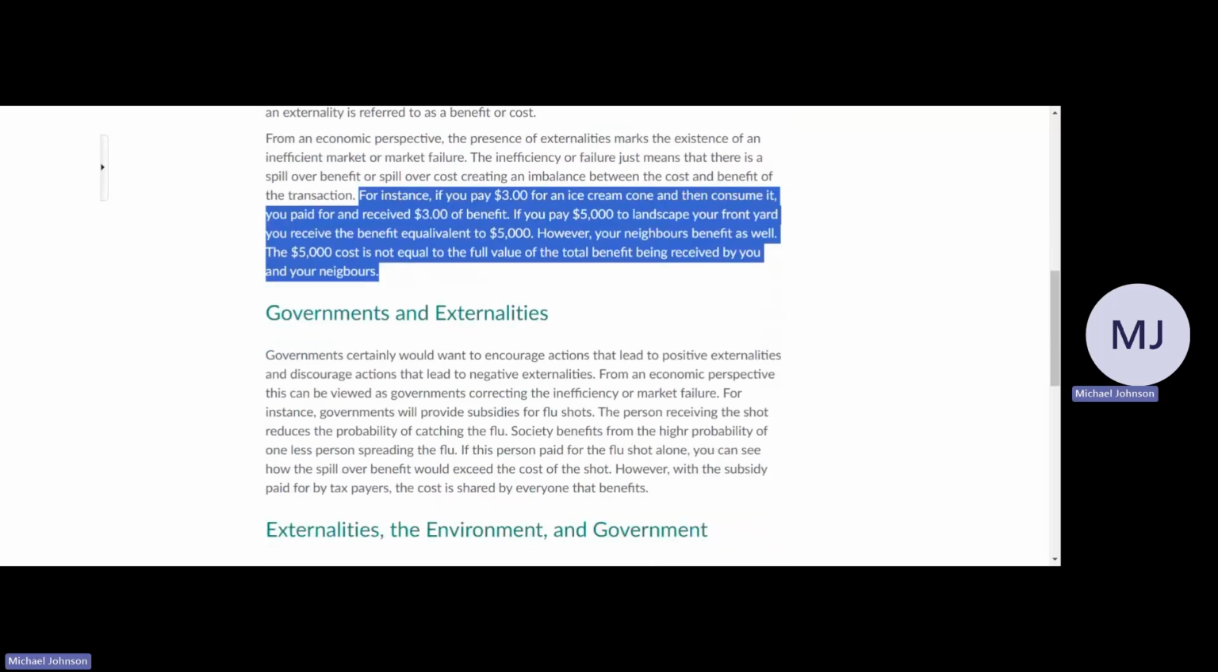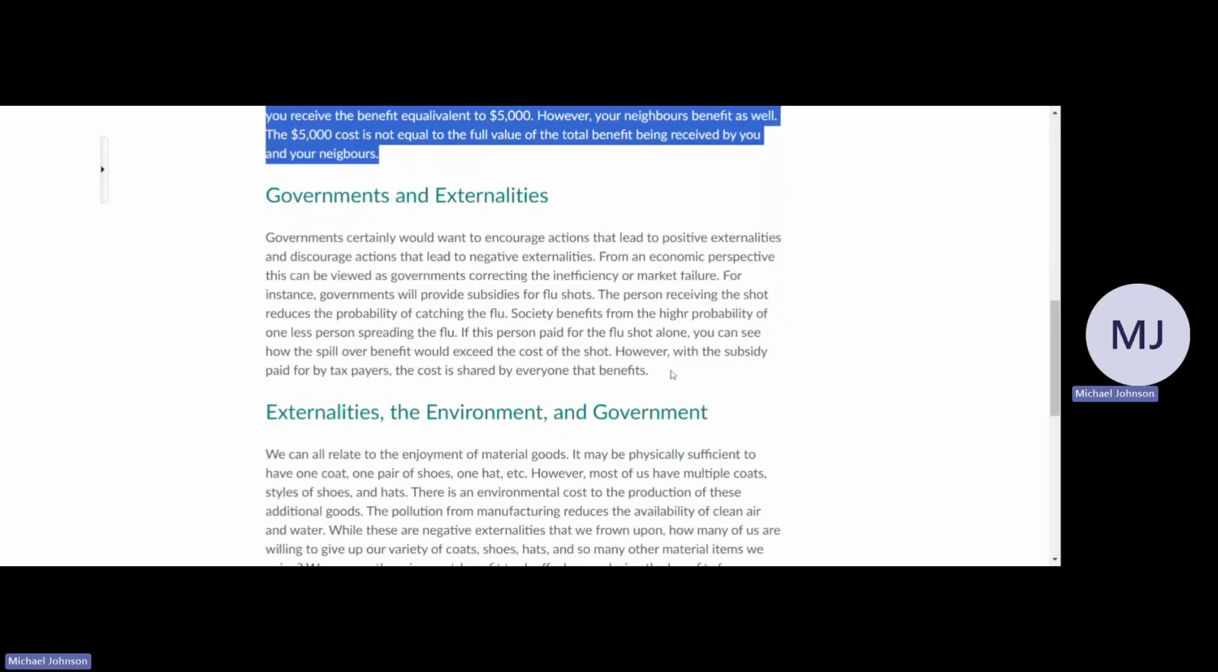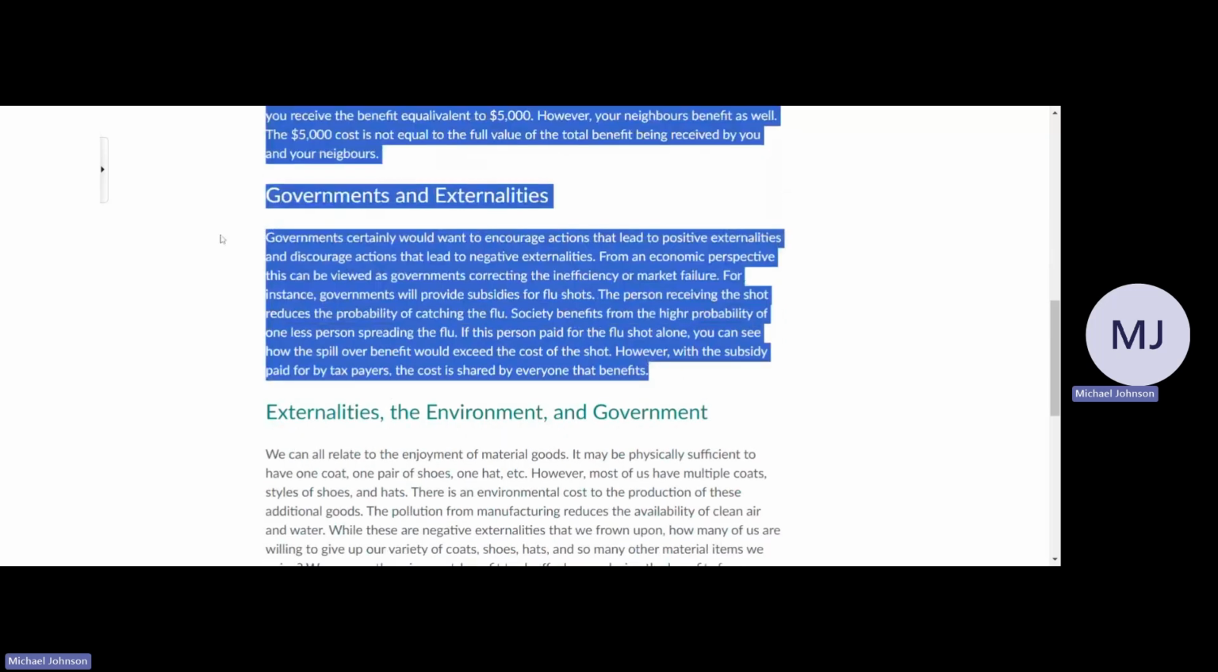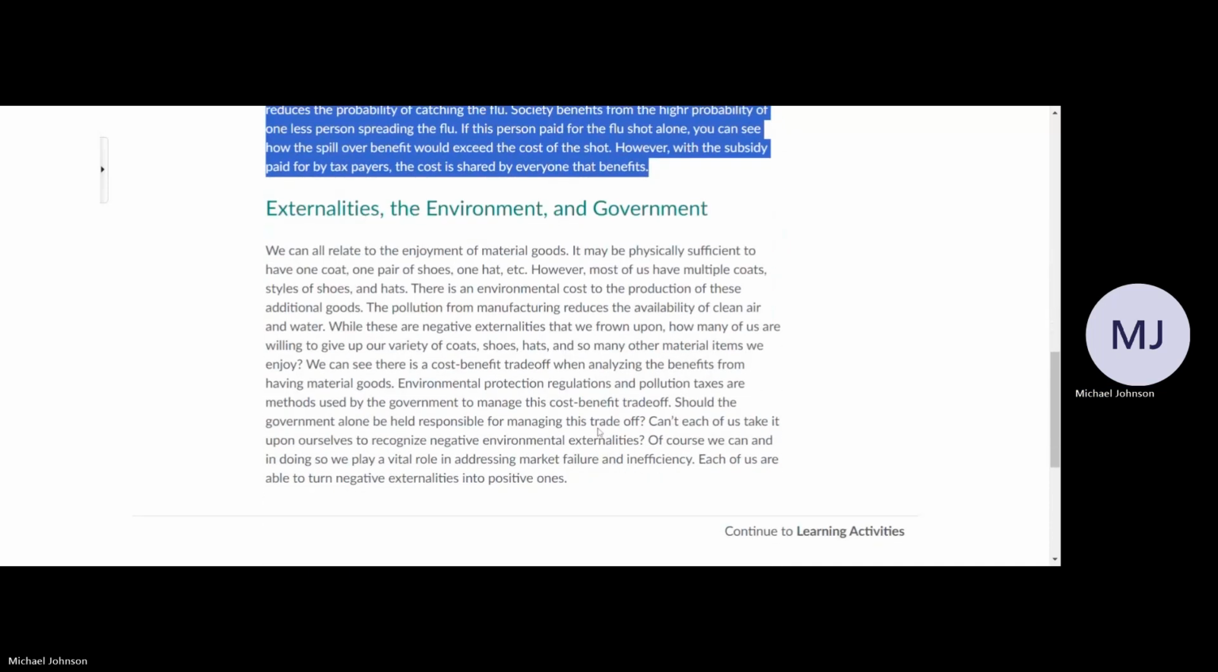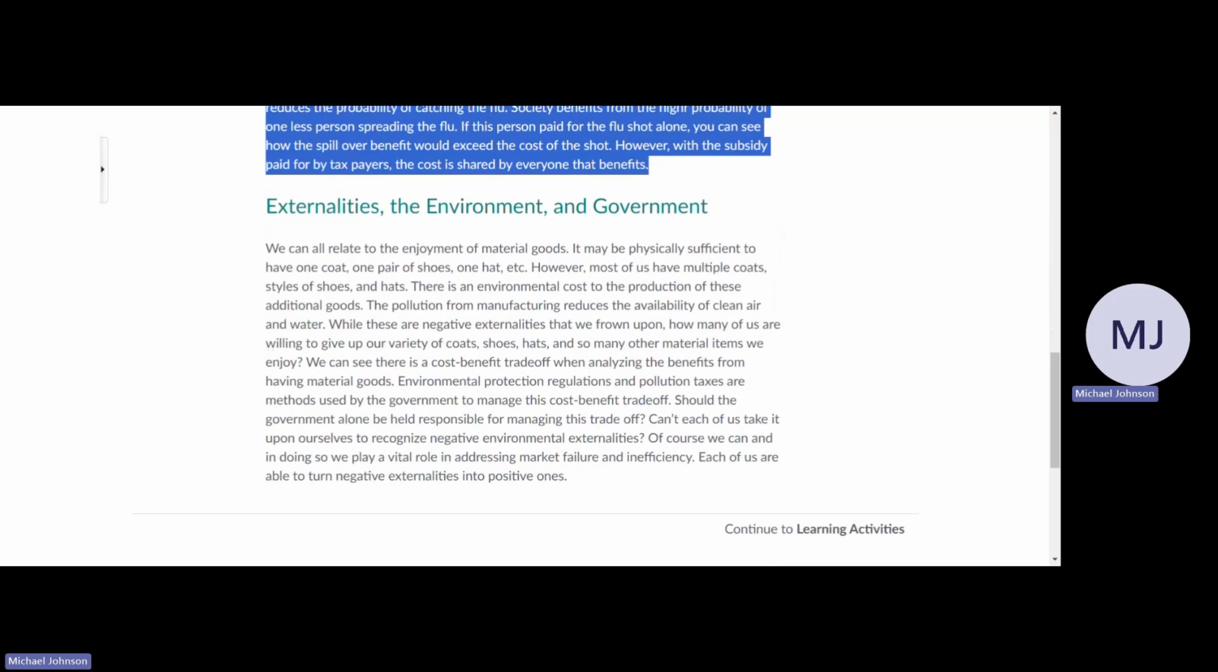So governments like to promote positive externalities, so they subsidize them. They spend to provide for positive externalities, and then they tax to stop negative externalities. For example, they have excise taxes they put on gas because gas is bad for the environment. So they put excise taxes on gas in order to reduce consumption and also earn money for the government.